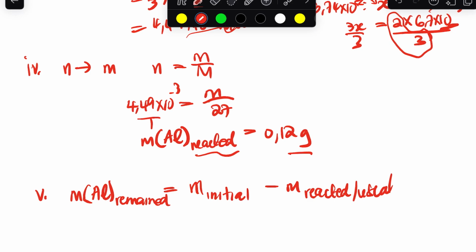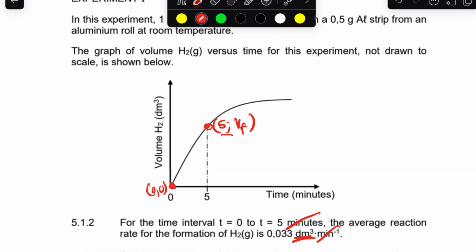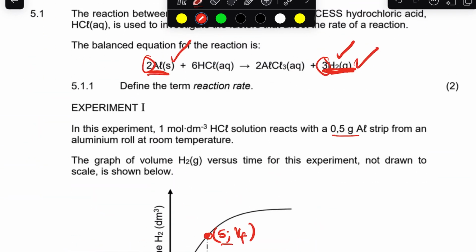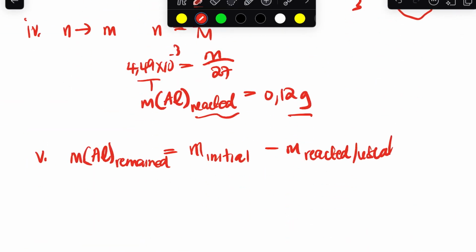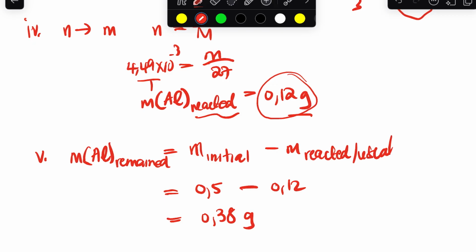Do we have the initial mass of aluminium? Let's look in the statement. Yes, we have. This was the mass that was used there. So we're going to minus the 0.5 minus what? 0.12. So the answer is going to be 0.38 grams. So we are done with that answer.